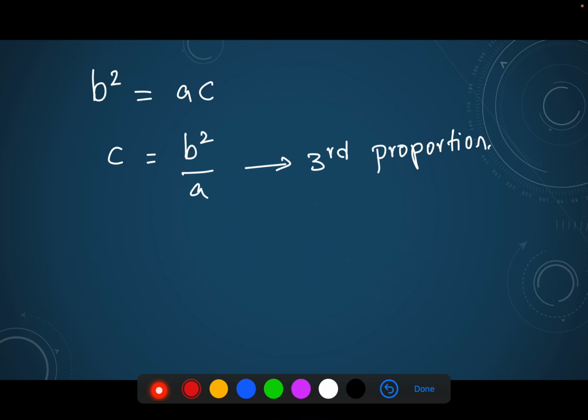And if you see, B square is equals to AC. C is equals to B square by A. How it came? Just we sent A to this side. Here it is multiplying, here it is dividing. So that we got C is equals to B square by A. This is third proportion.